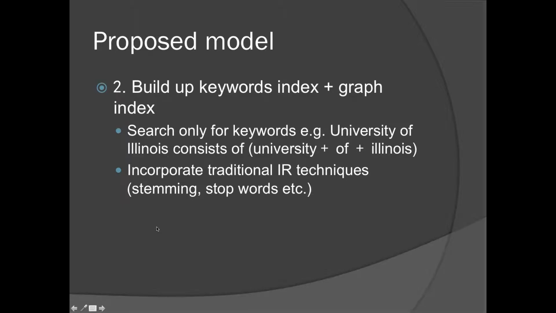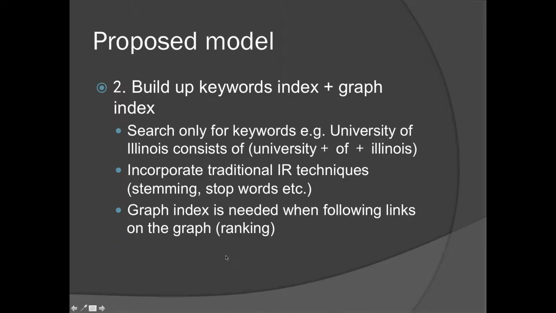For example, we need stemming. We need to stem two kinds of words into only one. For example, run and running should be indexed as only one word. And we exclude all the stop words like of and the and something like that. And also we need a graph index, and this is needed because we need to find the links, and this is very useful for ranking.